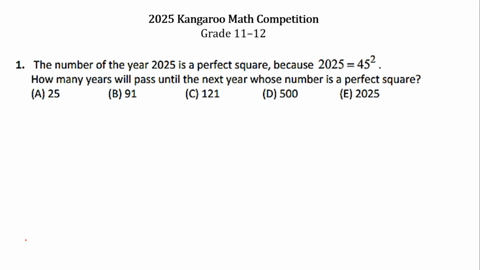The number of the year 2025 is a perfect square because 2025 is equal to 45 squared. How many years will pass until the next year whose number is a perfect square? The next perfect square to 45 squared is 46 squared. And 46 squared is equal to 2116, and the difference between 2116 and 2025 is 91. So the answer is 91 years, and that is option B.